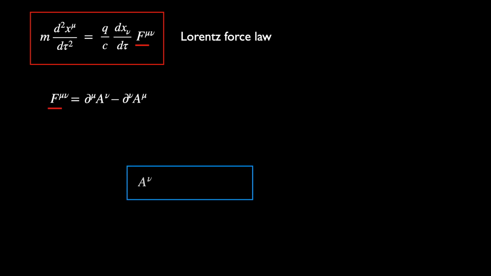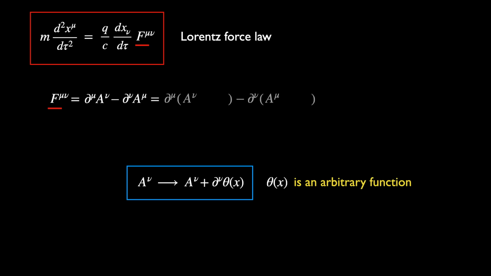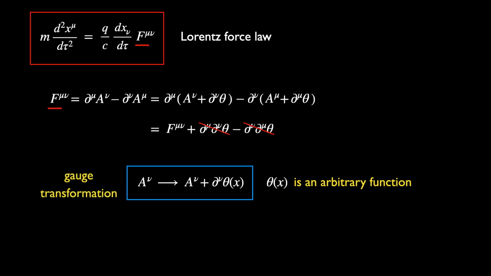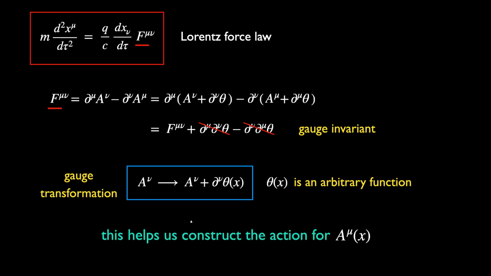Notice that if we were to add to A the derivative of some arbitrary function, this does not change the resulting F mu nu tensor. This transformation is known as a gauge transformation, and we say that the field strength tensor is gauge invariant. Since they give the same F mu nu tensor, the A field and all its gauge transformations are physically equivalent. This is an important point. This symmetry will help us construct the action of the A field in the next lecture.